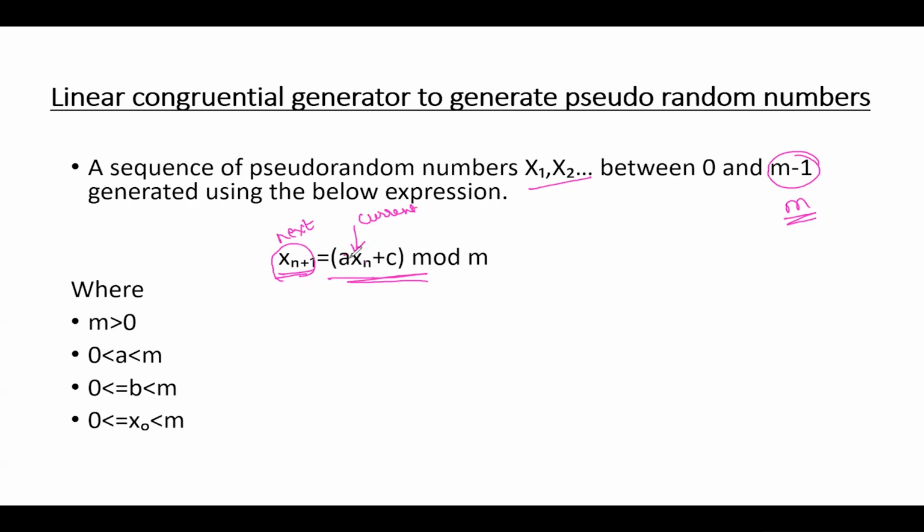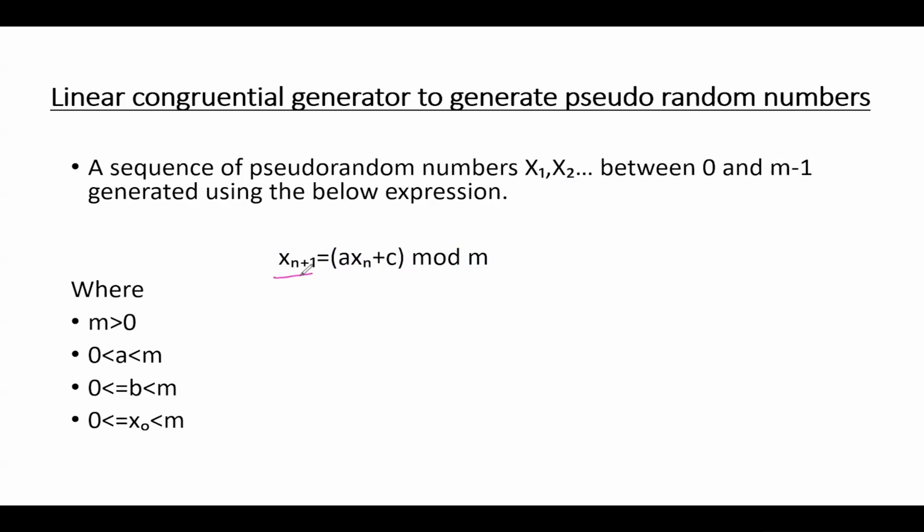We will use the previous number, multiply it with the value a, then add a constant, and then perform a modular operation with m, where m is the upper limit of the number which I want to generate. For example, if I want to generate a number between 0 and 99, then the m value becomes 99. Hence, I'm performing the modular operation here. I hope it is clear.